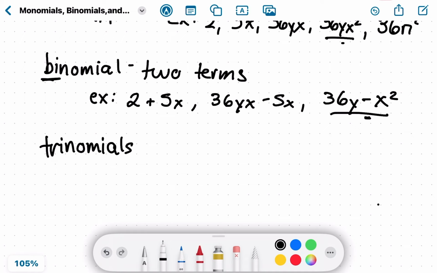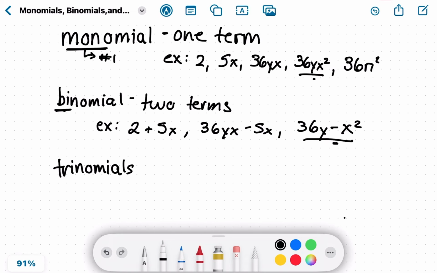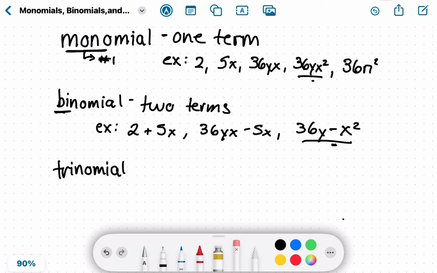Actually, let me zoom out so you guys can see all the definitions that we write here. Trinomial, once again, prefix tri, like tricycle, 3 wheels, 3 terms. 3 terms separated by subtraction or addition or subtraction and addition. So an example, you guessed it, let's use some of these terms that we have up here. Bunch of monomials separated by the 2 operations, addition and subtraction.